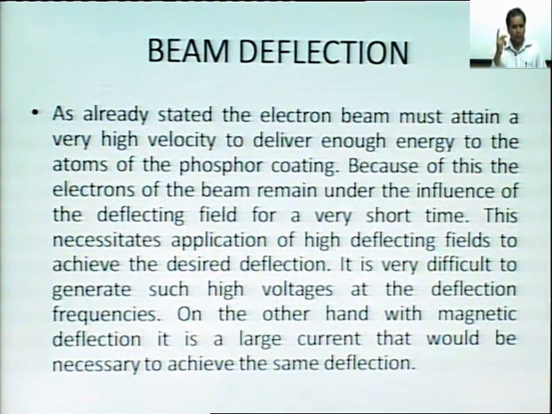It is very difficult to generate such high voltage at the deflection frequency. On the other hand, with a magnetic field, it is a large current that would be necessary to achieve the same deflection. So, that is why, as I explained, we use electromagnetic deflection, we do not use electrostatic deflection. This is one of the reasons why we use electromagnetic deflection, because it is feasible and possible with electromagnetic deflection only to provide such a high magnetic field.